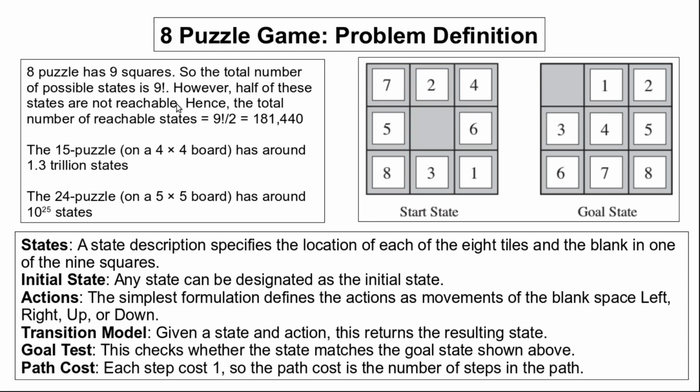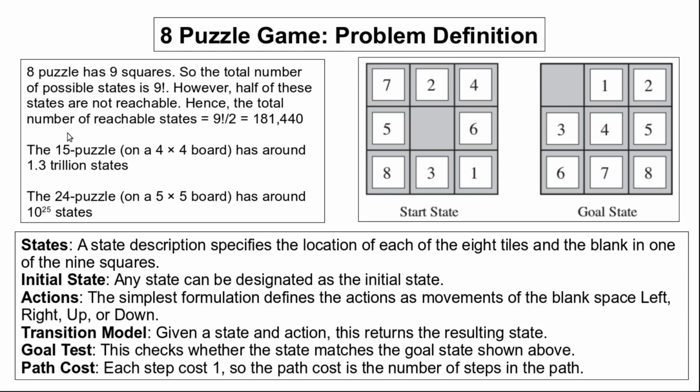So you cannot reach half of these states from a given initial state. And hence, from a given initial state, the number of reachable states is actually half of n factorial, which is 181440.